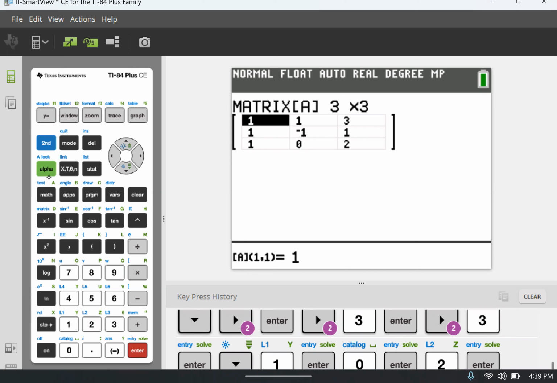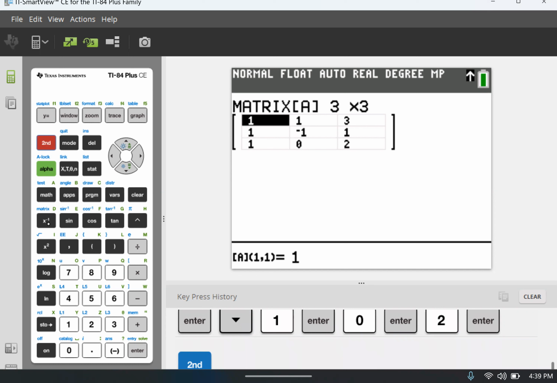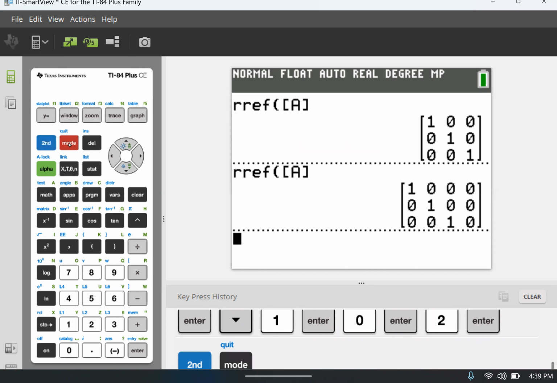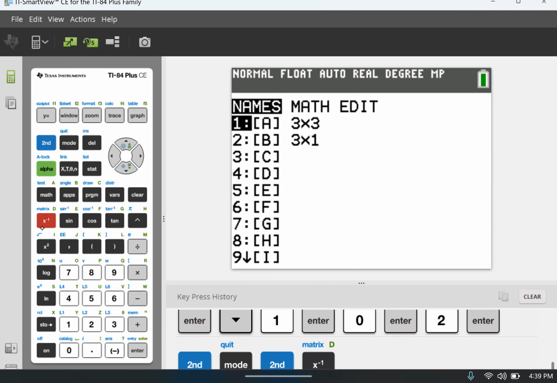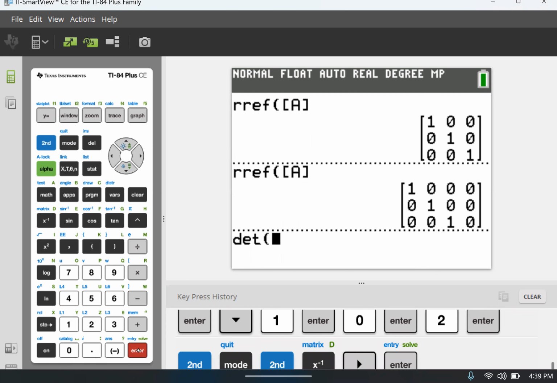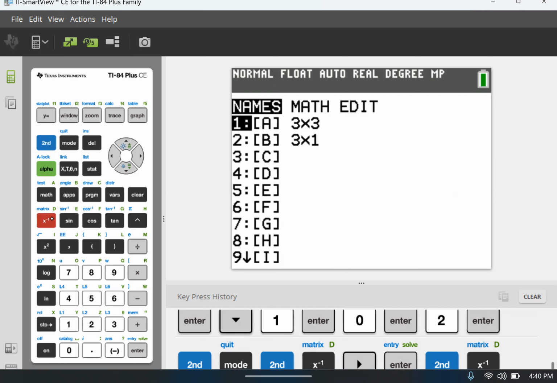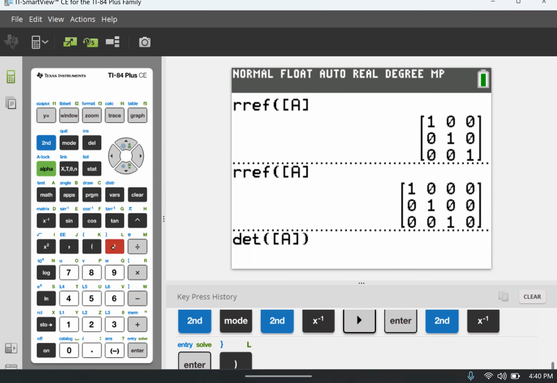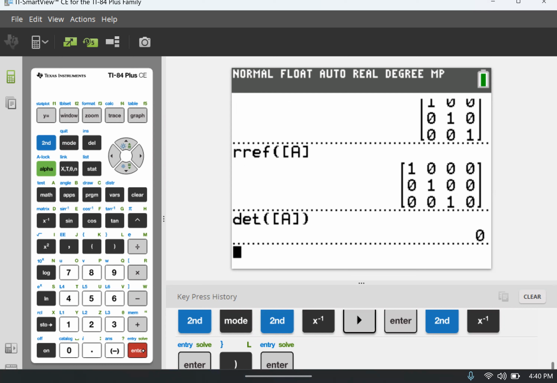Okay, so now let's find the determinant of this guy. Second, quit out of that, and we want to find the determinant. So let's go second matrix, go over to math, hit determinant. I want the determinant of matrix A, not just A, matrix A. Okay, close parentheses, and it's 0.